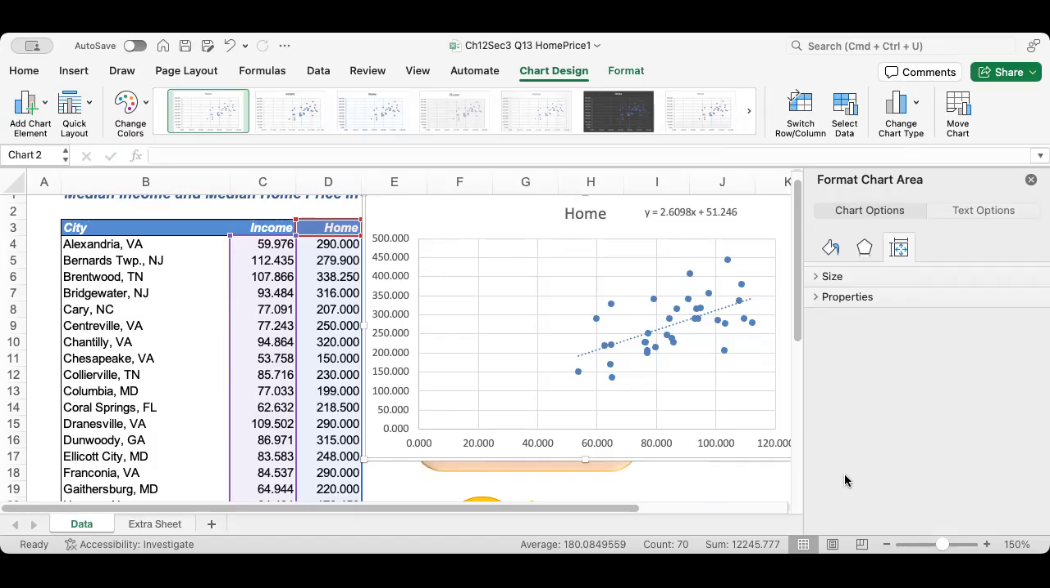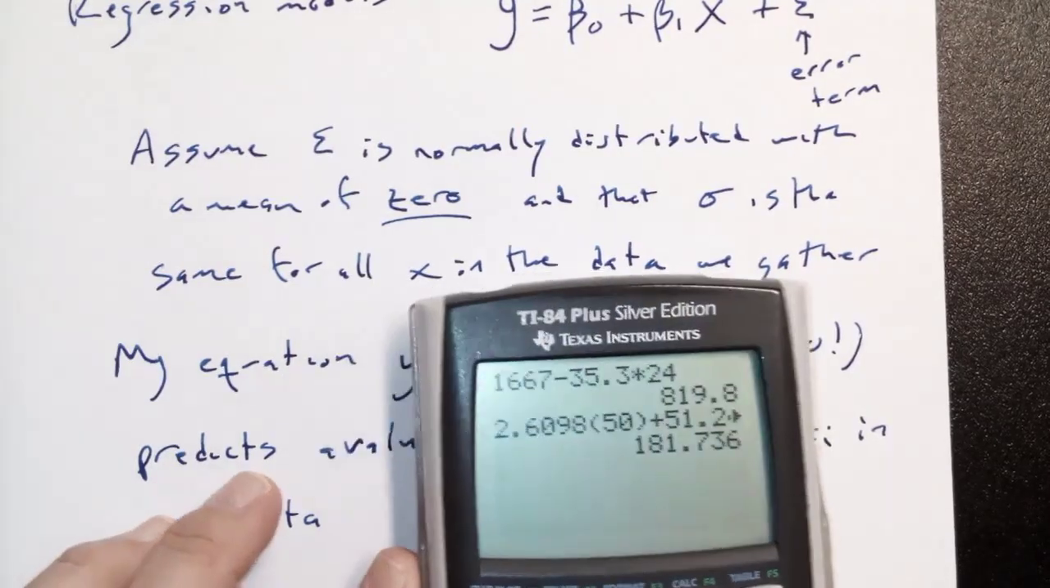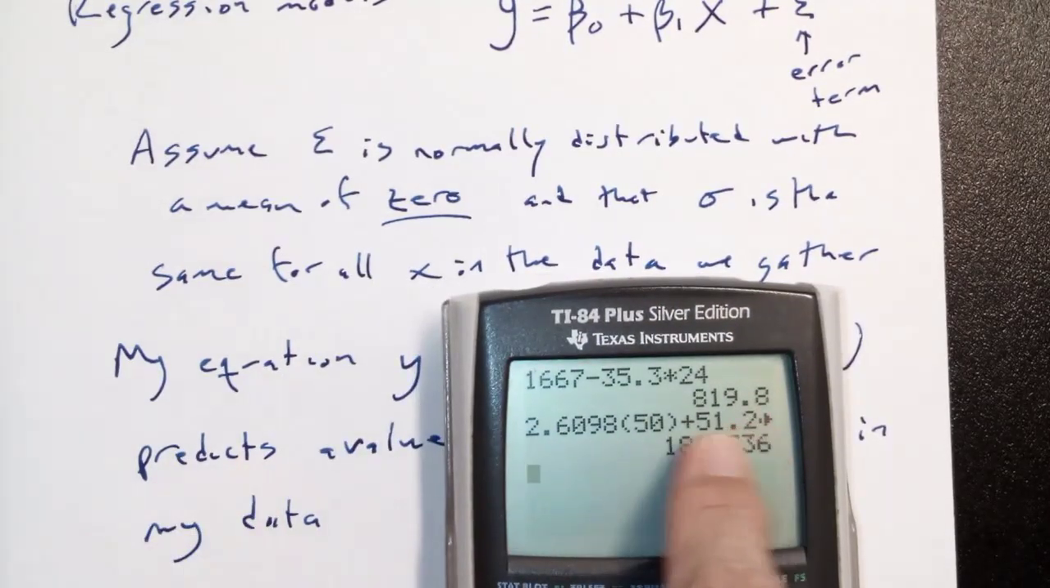What do you get if the median income is $50,000? If I put in the number for our regression equation, I just put in that 50 where the X was, 181.7, $182,000. Little tiny place in nowhere in the middle of Louisiana. Okay, that's expensive town, right? Expensive to buy a house there.